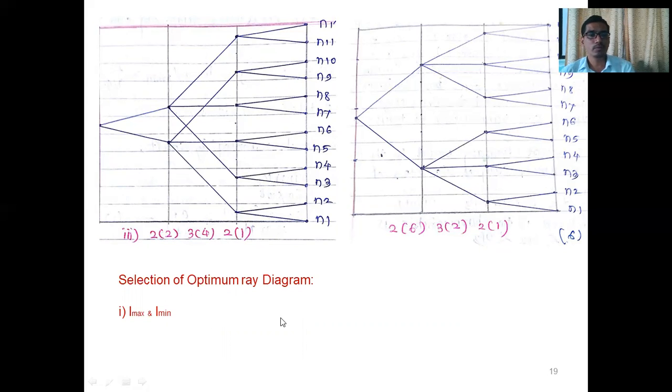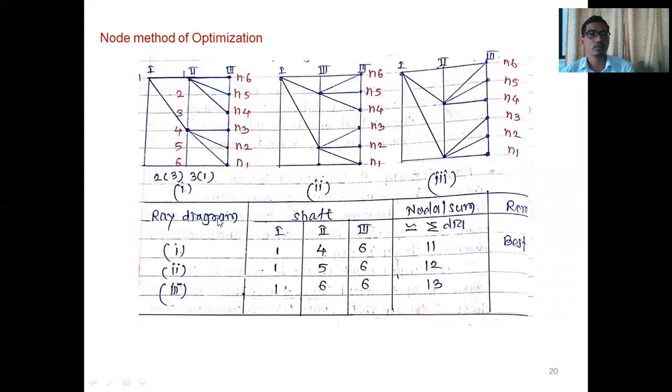Now select the optimum ray diagram. So the one node method of optimization can be implemented to get the optimum structural diagram. You can observe here 3 structural diagrams. One is 2, 3 and 3, 1, and the second we have drawn, and the third also we have drawn.